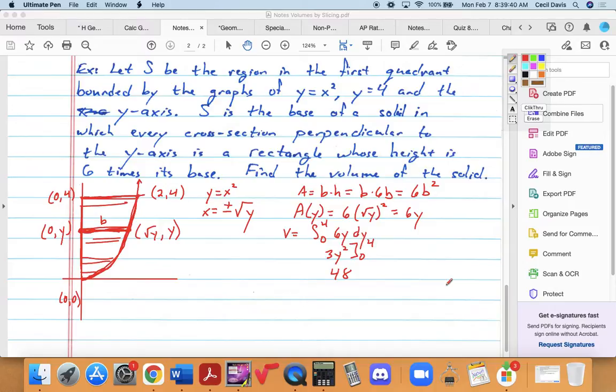Okay? So, identify the area in general. Find the area in terms of either x or y, depending on which one you're slicing perpendicular to. Integrate. Okay?